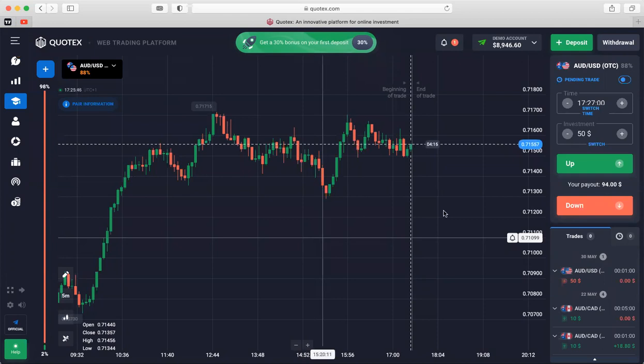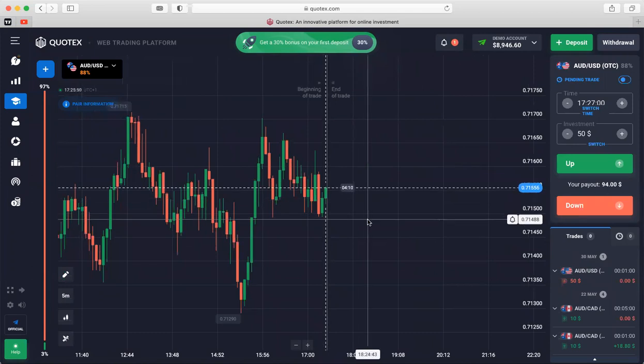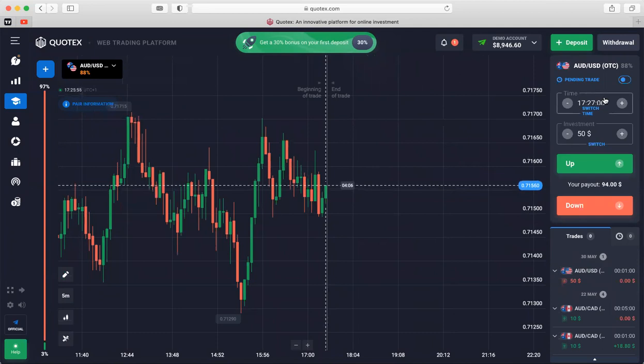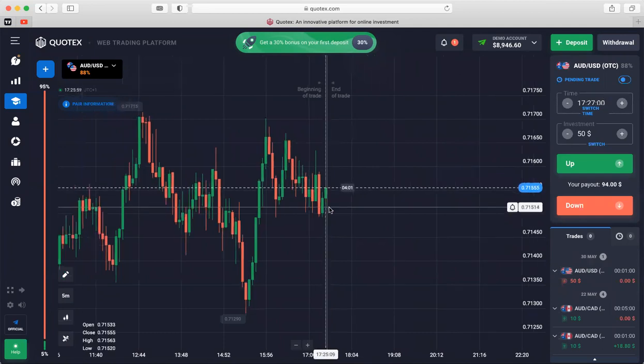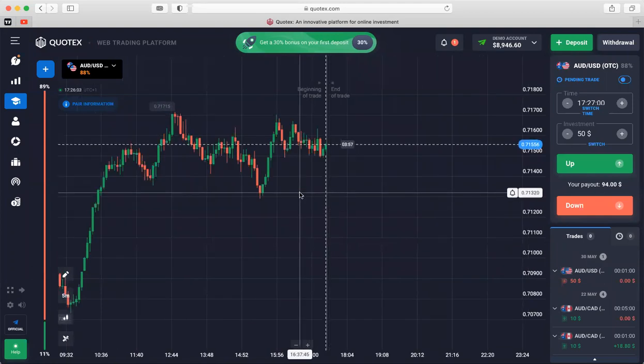Remember what I told you guys? We're talking about this market right now. I said if we were to place a 1 minute trade on an upward move for this, are we going to clear the trade or are we going to lose it?